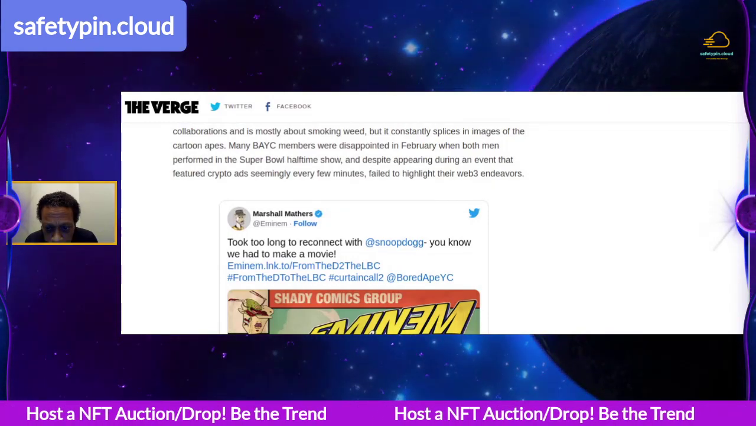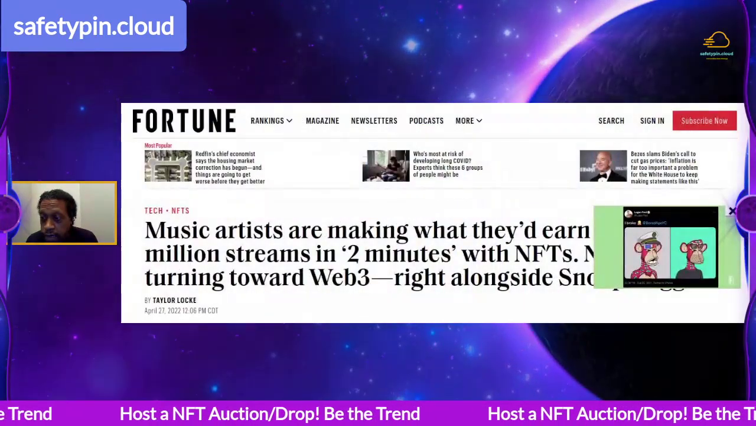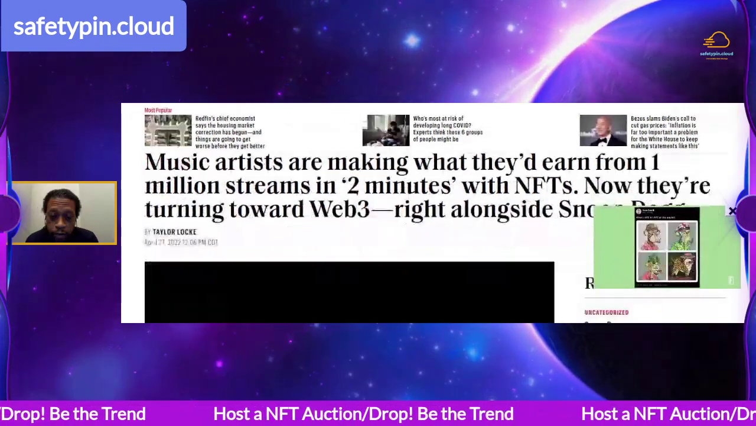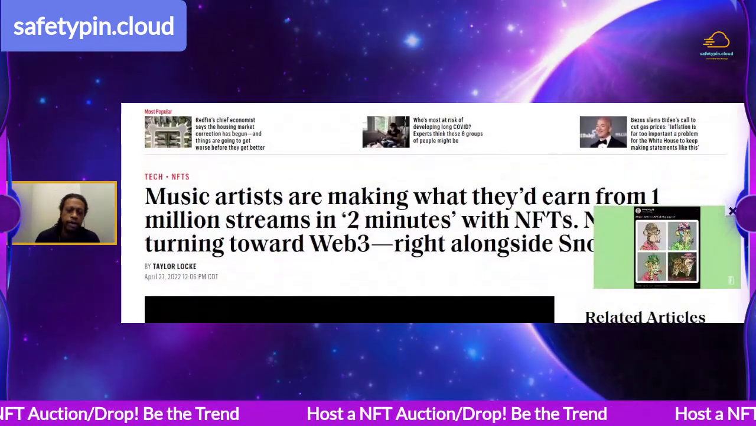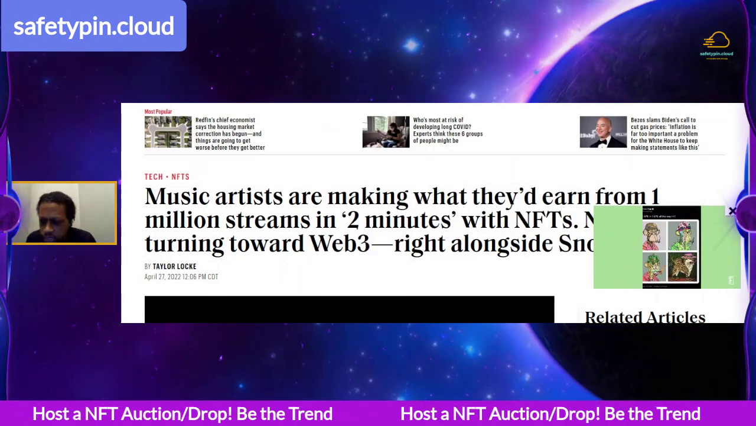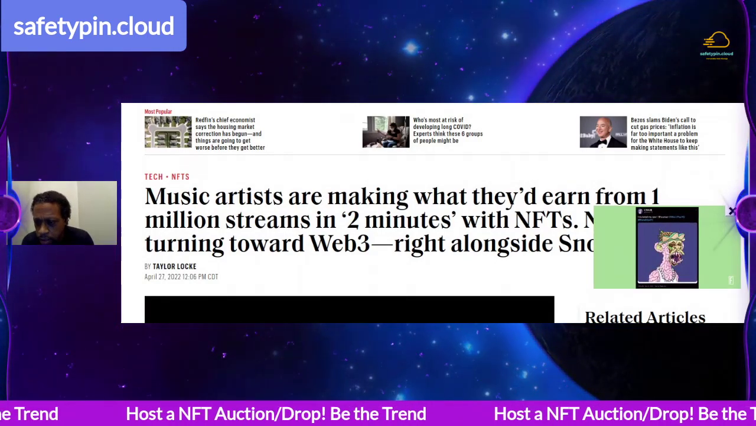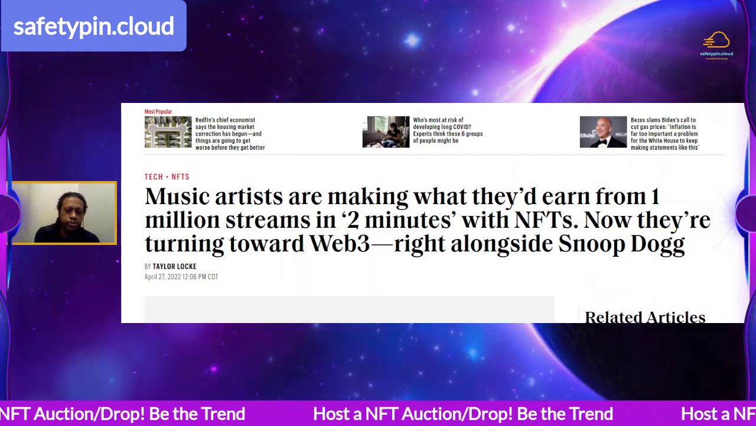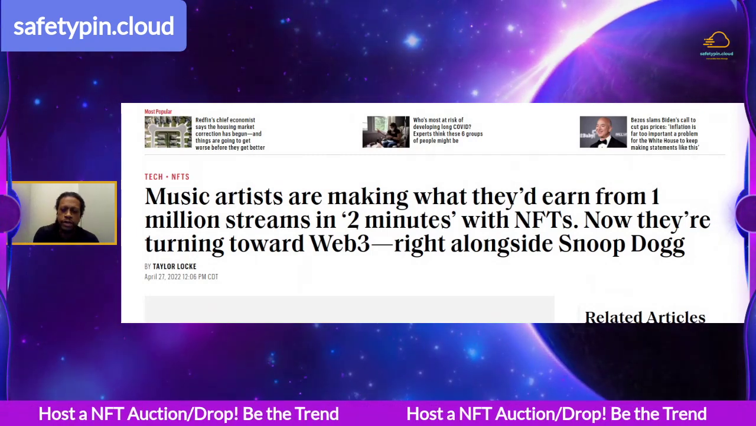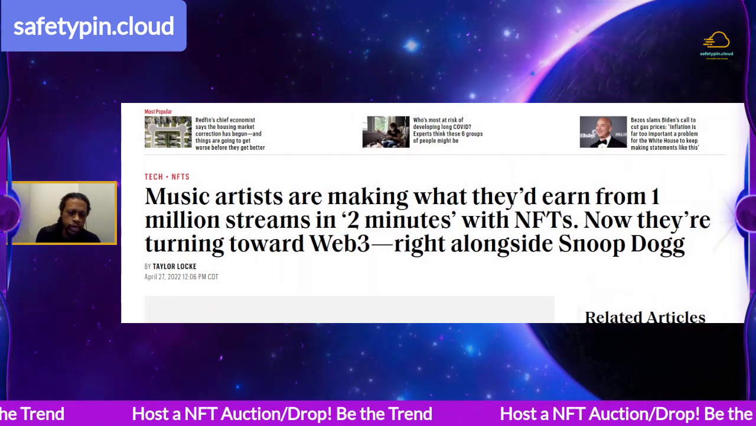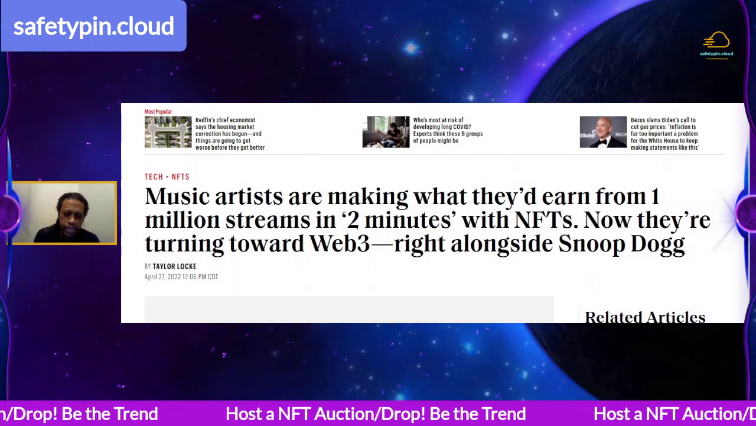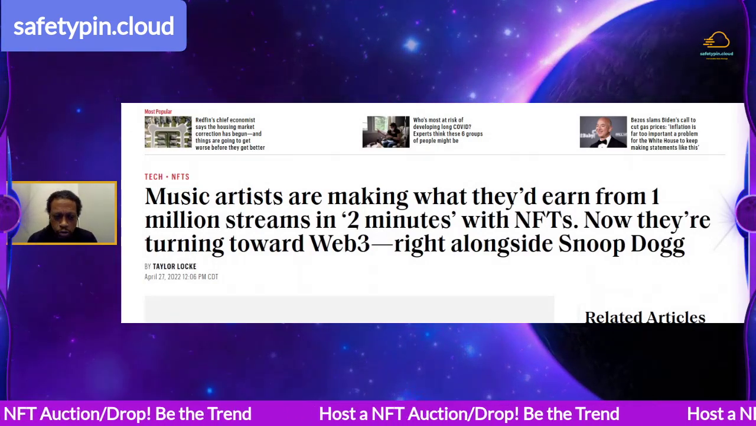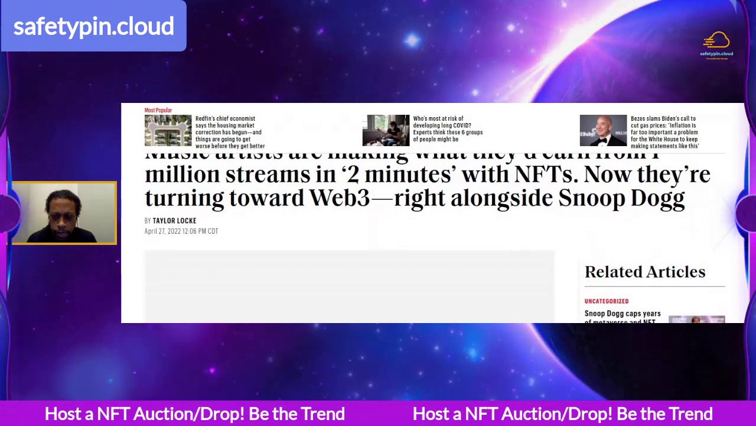And it breaks down, and it's back on the music side inside of Web 3.0. So it's going to break down the same thing about how much people are making in the record business. So it says music artists are making what they've earned from 1 million streams in 2 minutes with NFTs. That's why Snoop and others are turning toward Web 3.